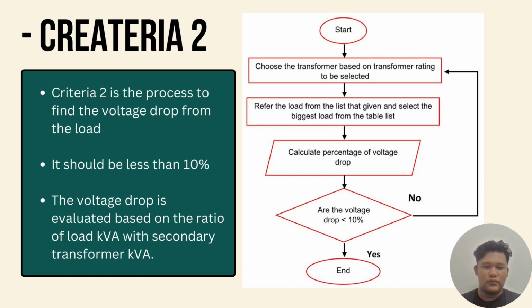Here is the workflow for the criteria 2 process. From the start, choose the transformer based on the transformer rating to be selected, and then refer to the load from the list given and select the biggest load from the table list. After that, we calculate the percentage of voltage drop, and check whether the voltage drop is less than 10%. If no, the transformer must be selected again, and if yes, it ends.